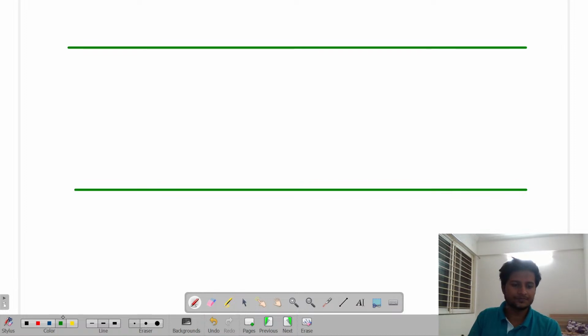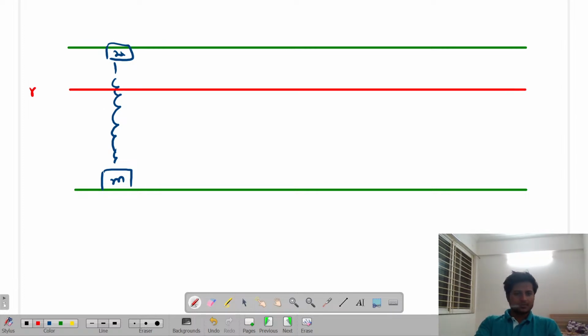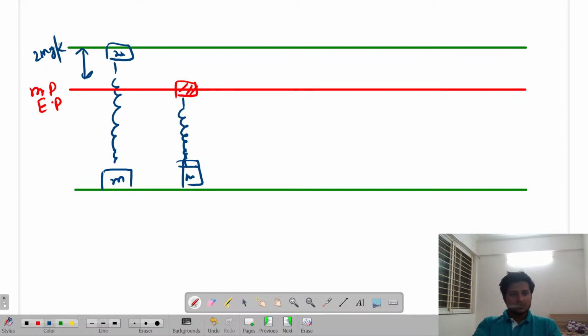That's my mass m, 2m, spring, natural length. After that equilibrium is attained now. Red line denotes the mean point or equilibrium point. Okay. 2m appears over here. Spring, mass m, sorry, this compression is 2mg by k, right?